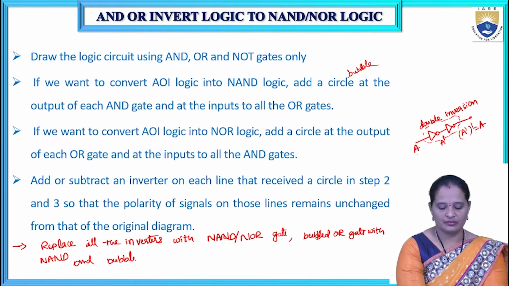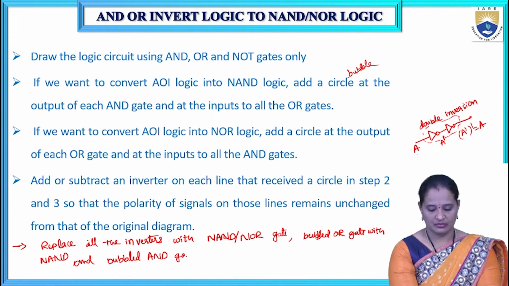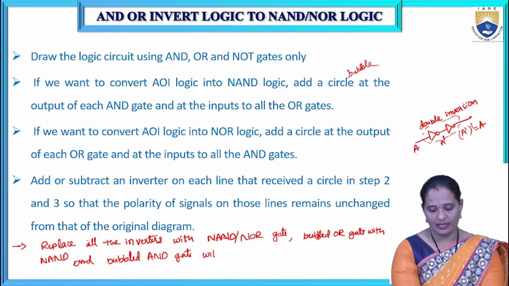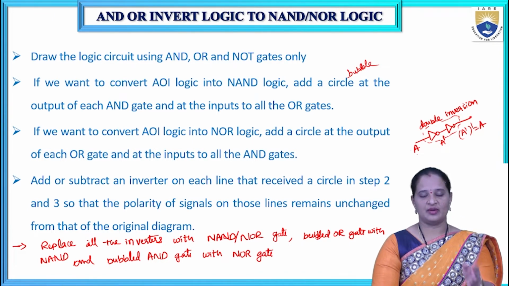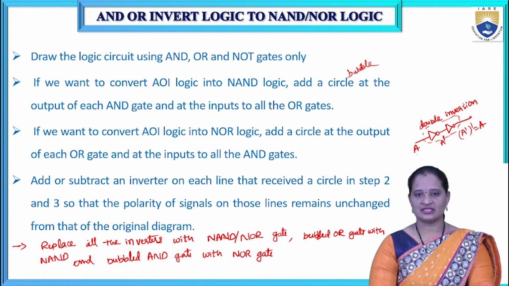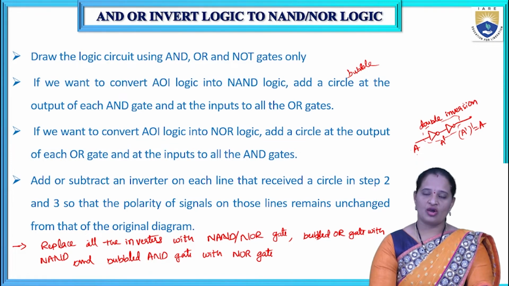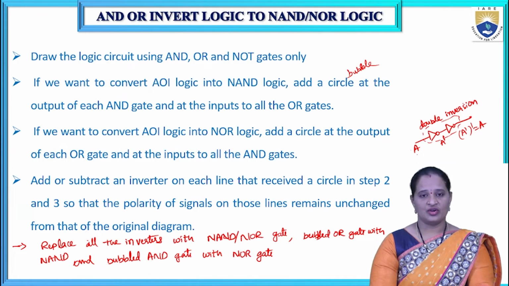bubbled AND gate with a NOR gate. What do you mean by bubbled OR gate and bubbled AND gate? We were placing the bubbles at the input side of the OR gate in case of NAND implementation, and the AND gate in case of NOR implementation.